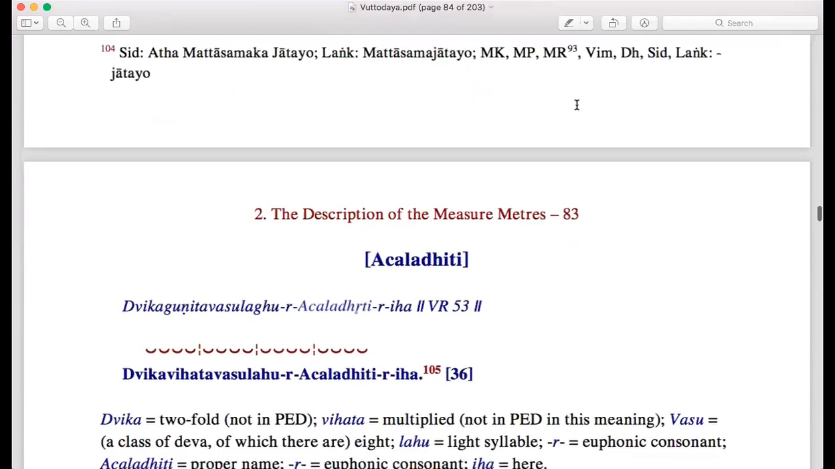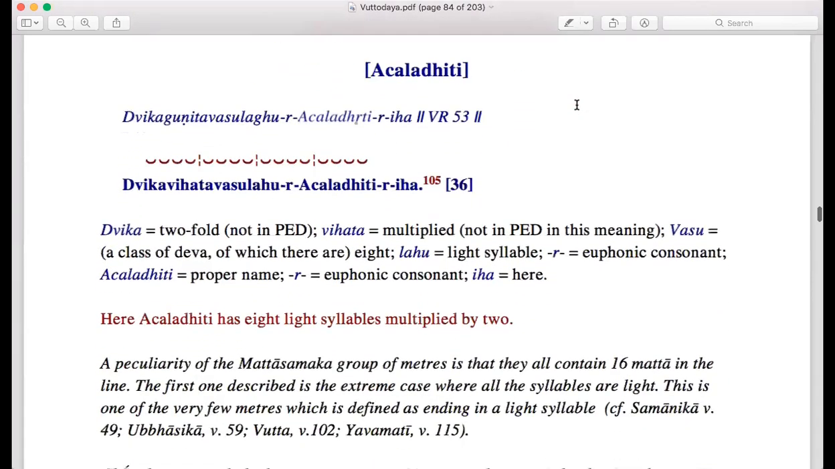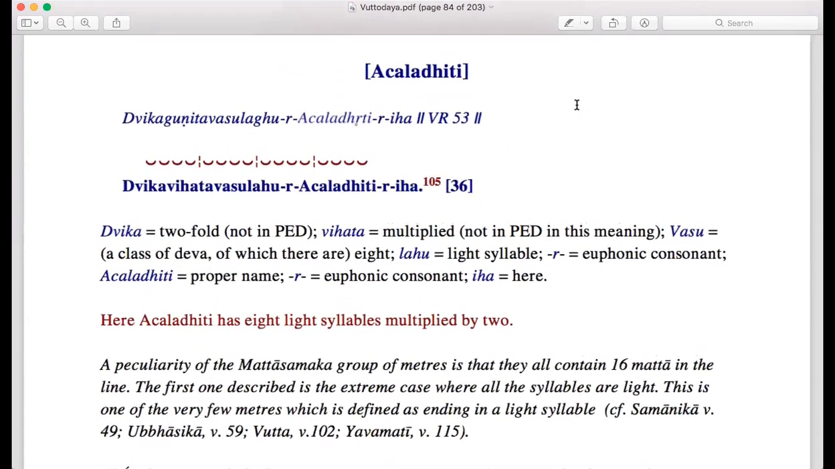Let's go to the first verse in the Matta Samaka Jati, that is Achaladhiti. Dvika vihata vasu lahu rachala dhiti riha. Dvika vihata vasu lahu rachala dhiti riha. Can someone recite it? Any volunteer?